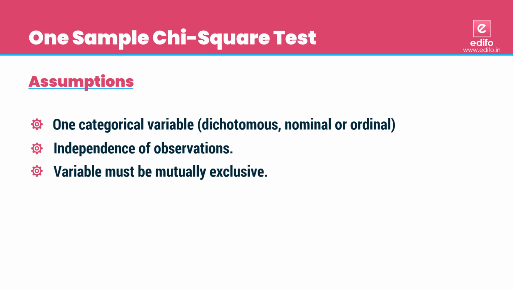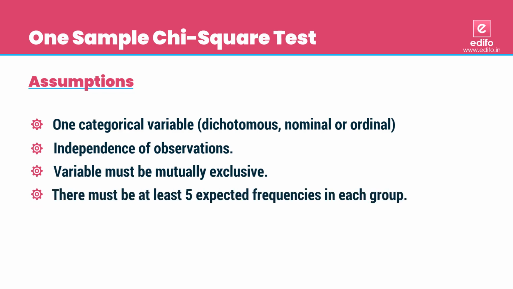That is called mutually exclusive. The fourth one is a technical assumption: there must be at least 5 expected frequencies in each group. That means here we have 4 groups. The respondents in one group should be a minimum of 5. It's a technical assumption.